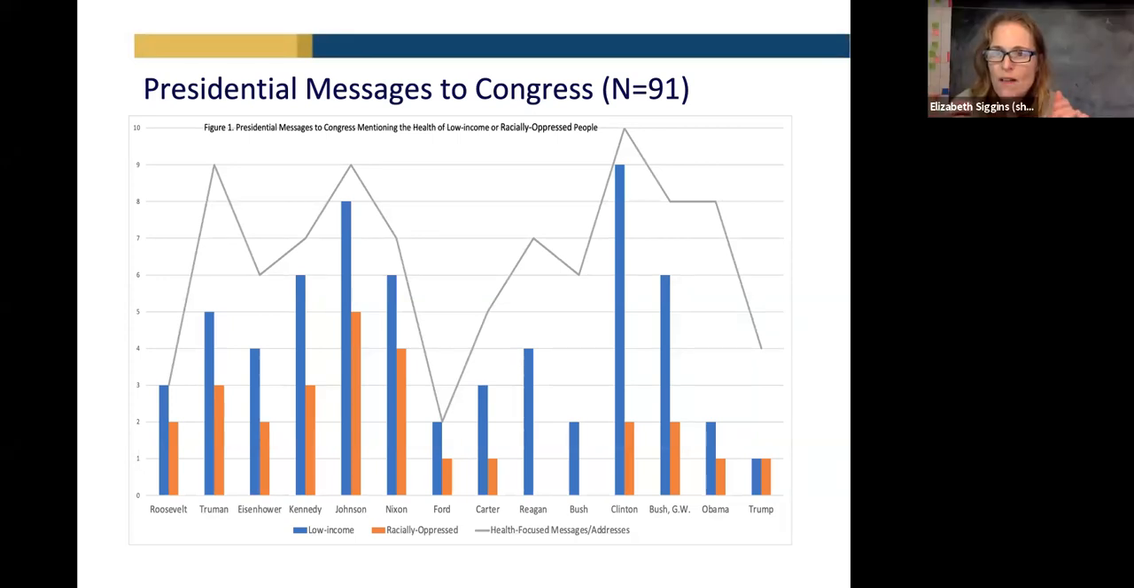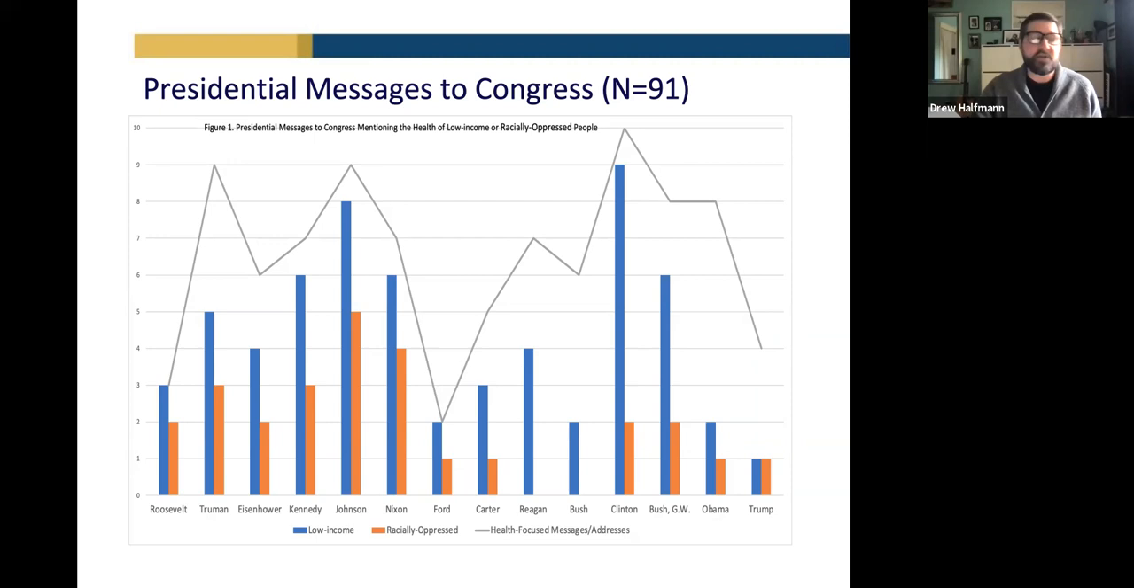Were you curious, did you look at all at whether they also just tended to use race language or class language throughout the speech elsewhere, outside of the health context? It's a good question. I read the entire speech for all of them, but no, I didn't correlate the amount of race talk they were doing in the two sections.